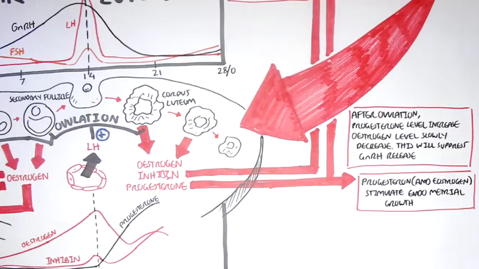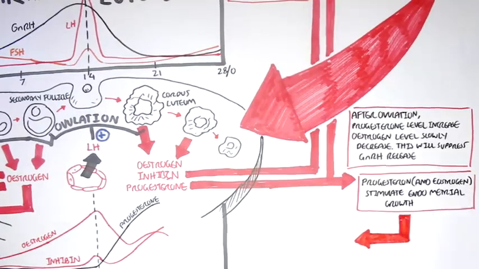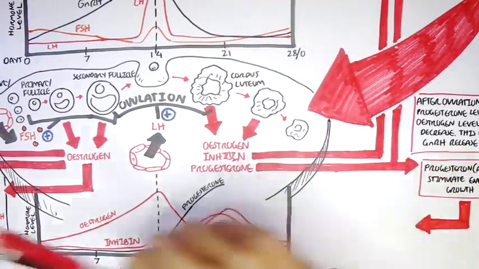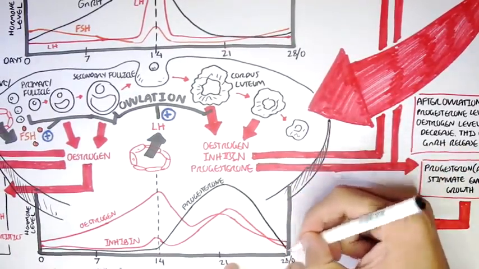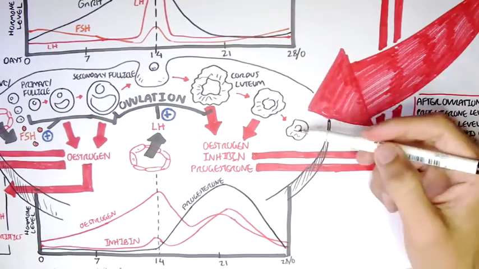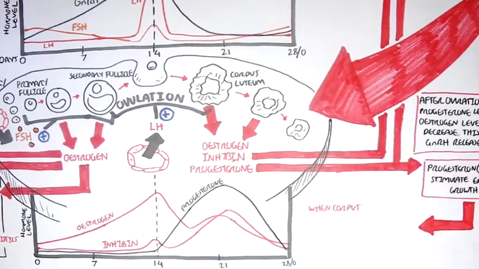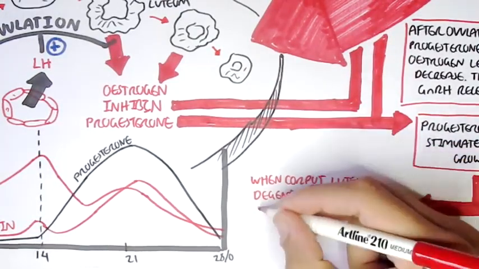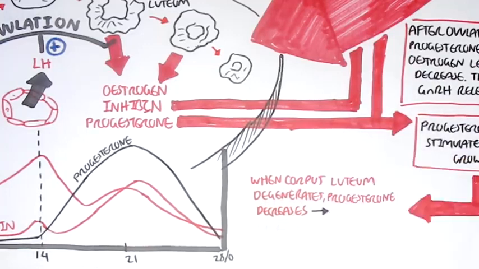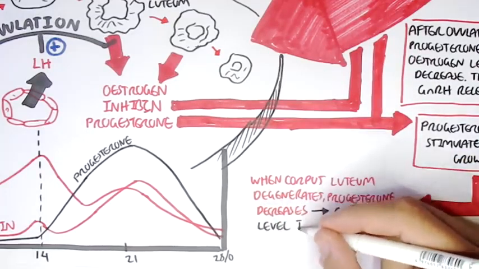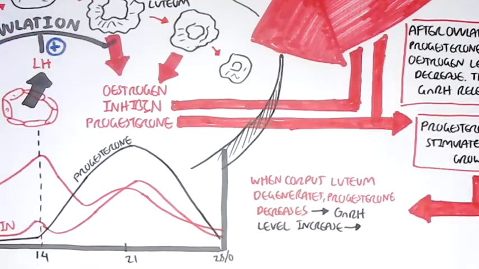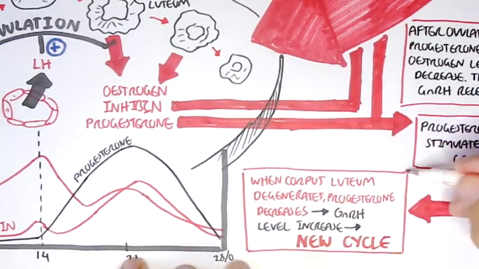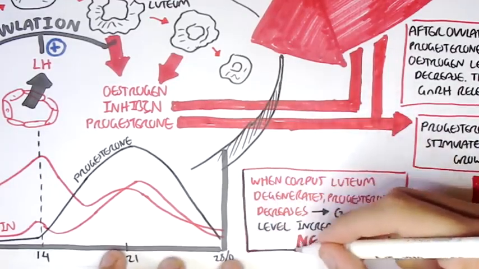So as the corpus luteum degenerates, all these hormones that were produced by the corpus luteum, the estrogen, inhibin, and progesterone, they will decrease like so. So when the corpus luteum degenerates, progesterone will decrease. And this will mean that progesterone cannot inhibit gonadotropin-releasing hormone release. And so gonadotropin-releasing hormone levels will increase. And this will allow a new menstrual cycle to occur.